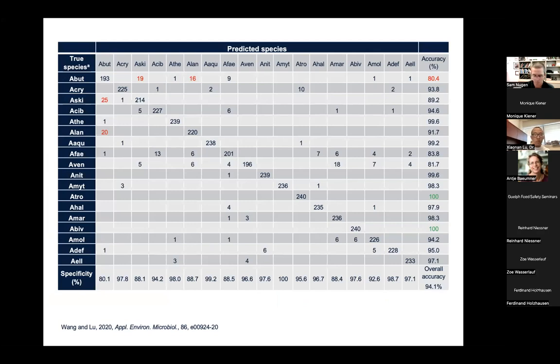So I don't want to go into details regarding this big table, but what I want to demonstrate is that the overall accuracy by using Raman spectroscopy coupled with the machine learning algorithm can achieve over 94%. So this is a very impressive result compared to the result that we got before using Raman coupled with the conventional chemometric methods.